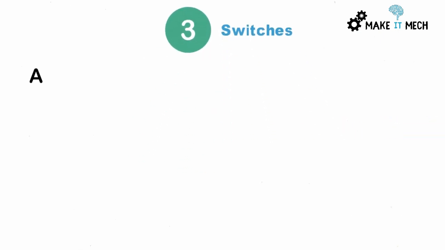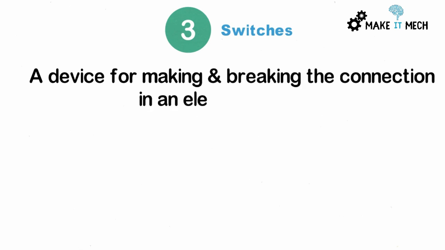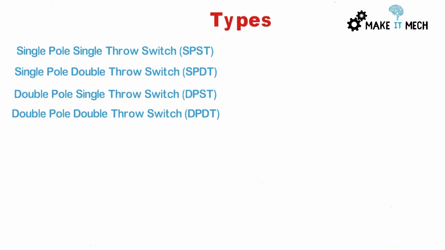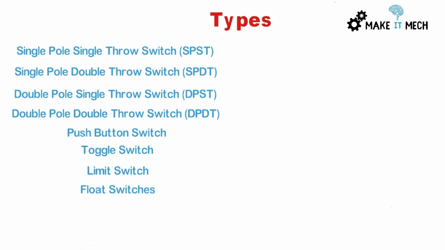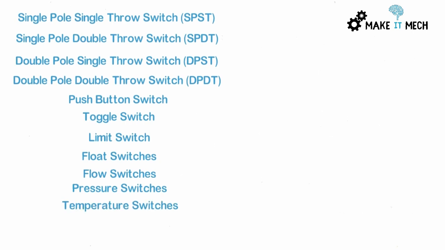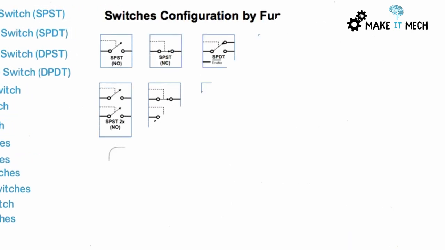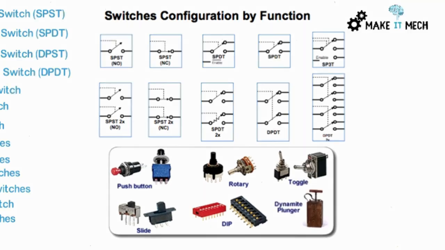Third, we have switches. A simple switch is a device that makes or breaks the connection in the circuit. Here are some types of switches: single pole single throw switch SPST, similarly single pole double throw switch SPDT, DPST double pole single throw switch and double pole double throw switch. Then we have push buttons, toggle switches, limit switches, float switches, flow switches, pressure switches, temperature switches, joystick switches, and rotary switches. Understanding these configurations of switches is really important. This will be helpful for understanding the functionality of relays and PLC systems later on.